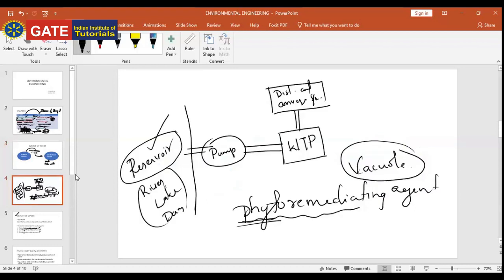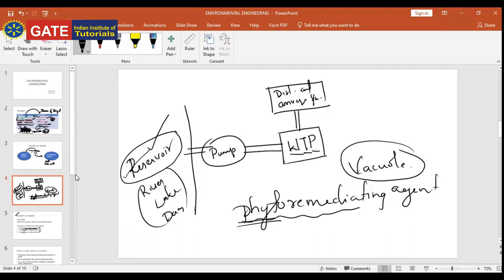Okay. Now I have a reservoir. Let it be a lake or a river or something, or even a dam. Now I'm taking water from the reservoir. Now I'll be pumping the water to a water treatment plant. What is it? Water treatment plant. Now, what is happening inside the water treatment plant? Treatment is happening inside the water treatment plant. What kind of treatment are we doing? We are doing the treatment based upon the characteristics of the water that is coming from the reservoir.